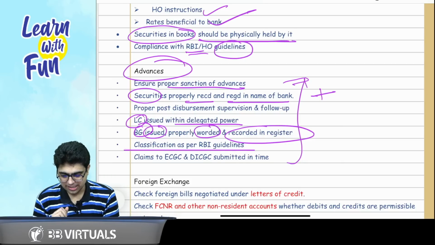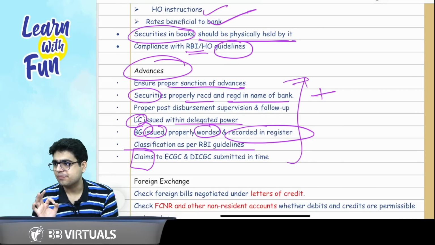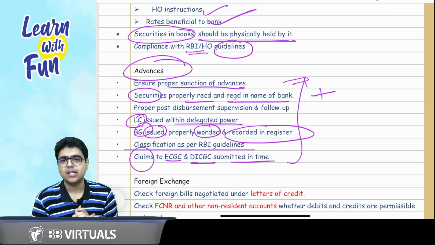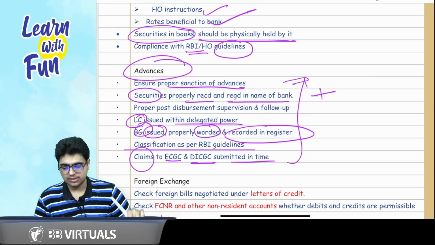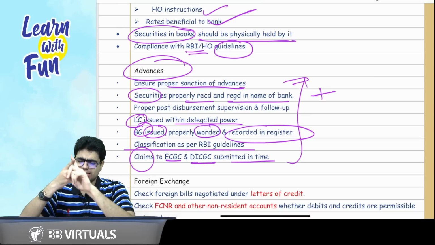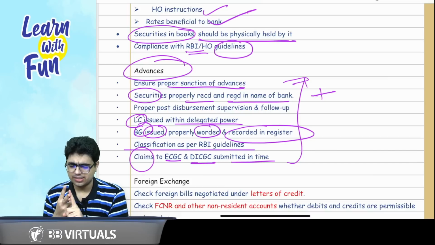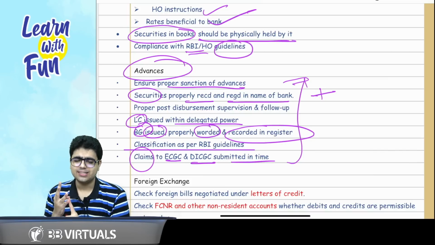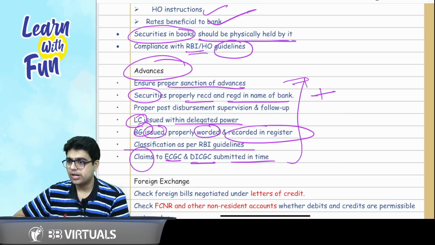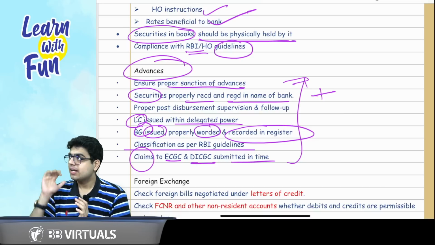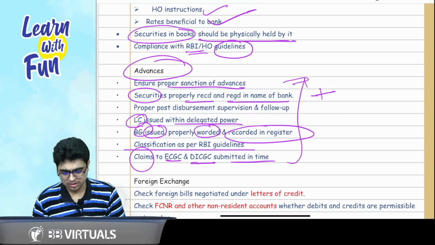Classification as per the RBI guidelines, and if there is any claim, it should be submitted to ECGC and DICGC within proper time. Sir, who are these people? These are the insurers. Got it, sir. Let's recall it again. Proper sanction of advances; security should be received and registered in the name of the bank. LC-BG, sir, what are the points? Letter of credit should be within the authority of the bank. Bank guarantee should be properly issued, worded, followed up and recorded in the register. And the last point is claims to ECGC and DICGC should be submitted within time.